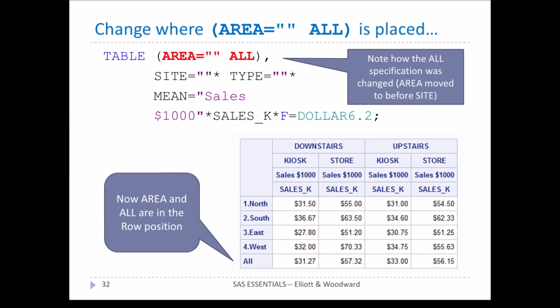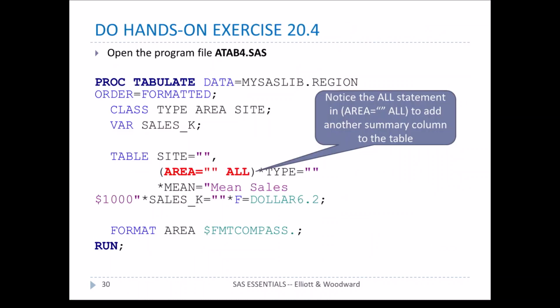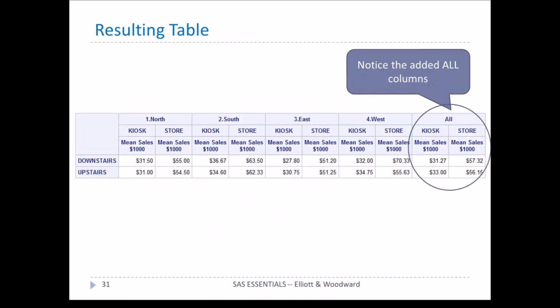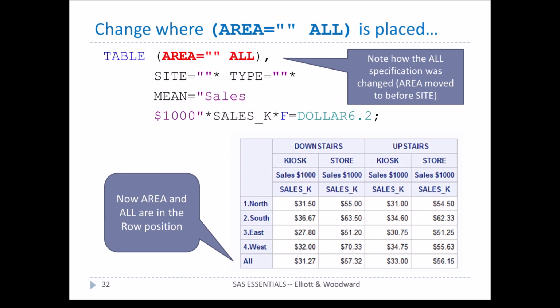We can add another ALL here. So TABLE AREA ALL. Note how the ALL specification was changed and AREA was moved to before SITE. Again, let me go up a little bit and see how SITE came first and then AREA. Now AREA comes first and then SITE.